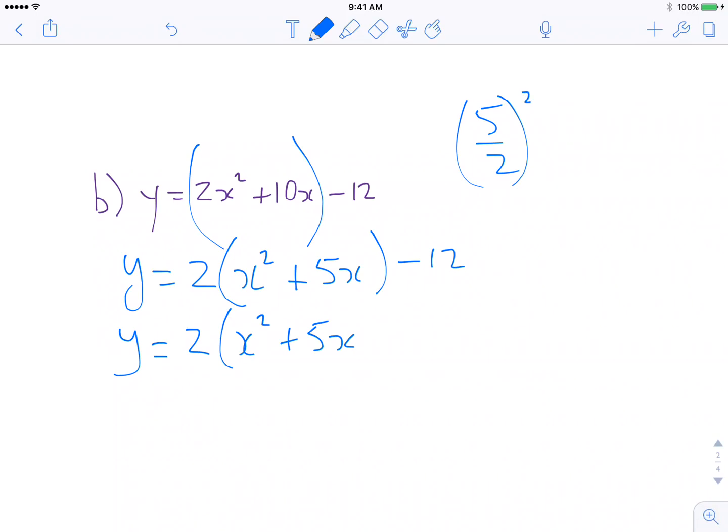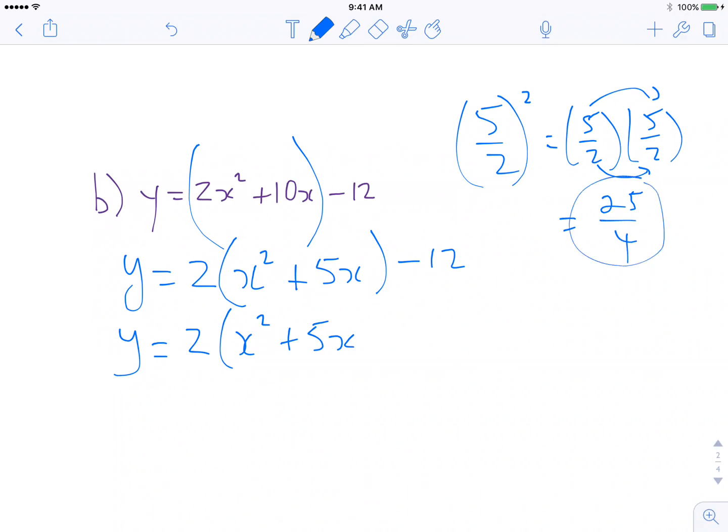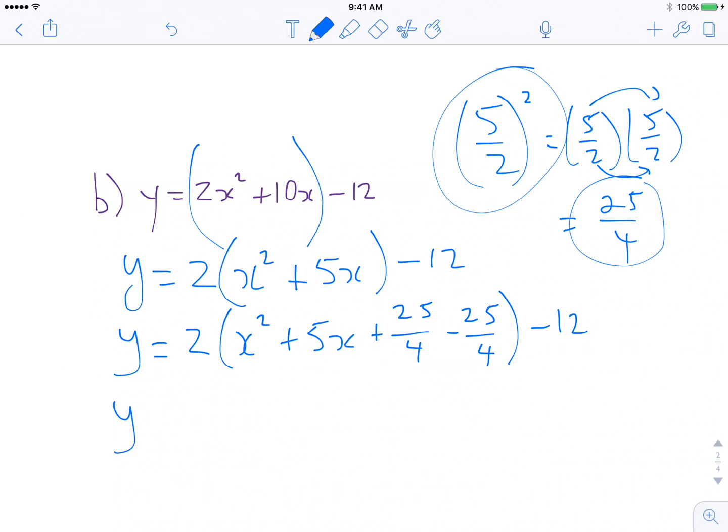Well, what is that squared? Well, this is really 5 over 2 times 5 over 2, which is equal to 5 times 5 is 25, and 2 times 2 is 4. So this is 5 over 2 squared. So now we're adding 25 over 4, and we're subtracting 25 over 4. Okay, again, half of 5 is 5 over 2, and then we square that, add it, subtract it, and continue the same algorithm, just dealing with a fraction this time.